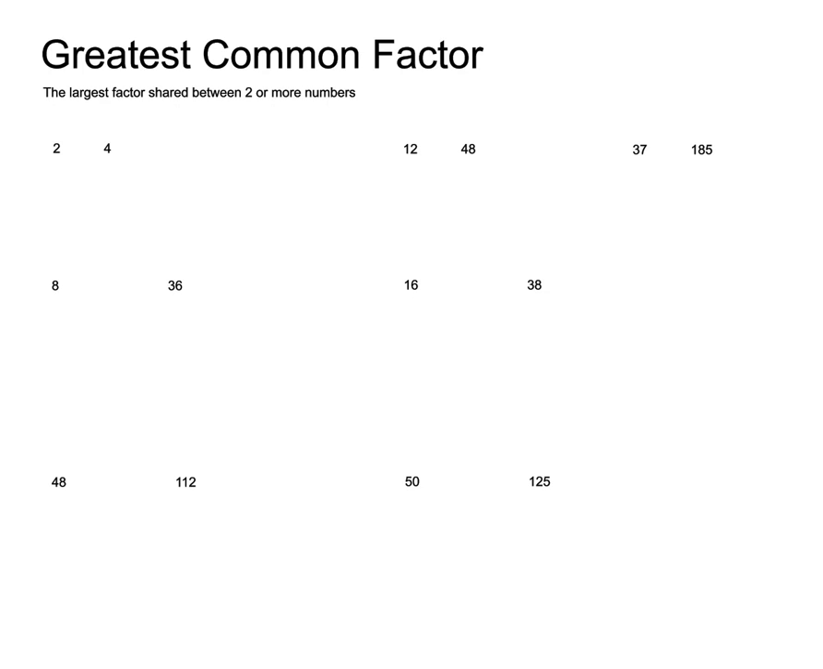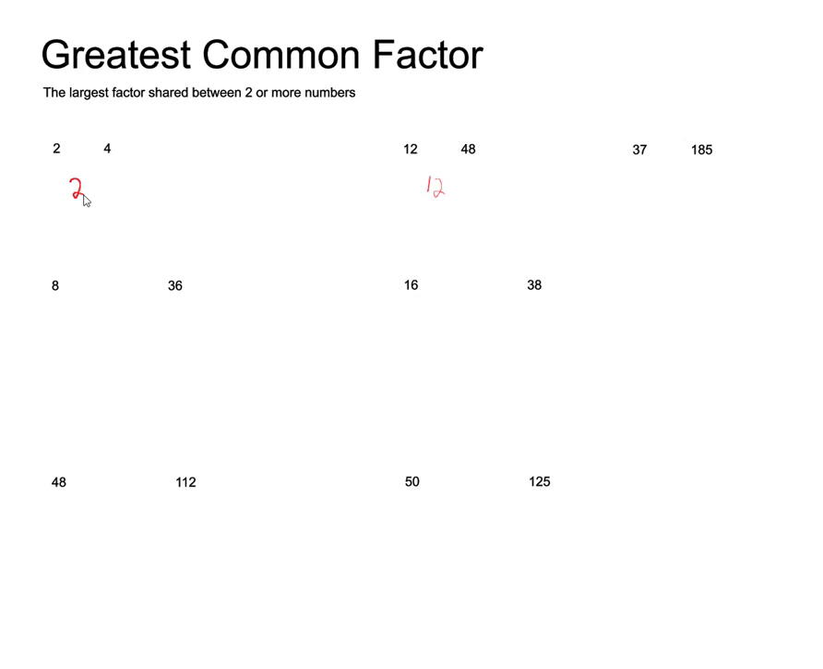We'll start with some easy examples. When you have two numbers, and the larger number is divisible by the smaller number, the greatest common factor is going to be the smaller number. So between 2 and 4, since 4 is divisible by 2, the greatest common factor is just 2. Likewise, with 12 and 48, 12 goes into 48 without a remainder, so the greatest common factor is 12.